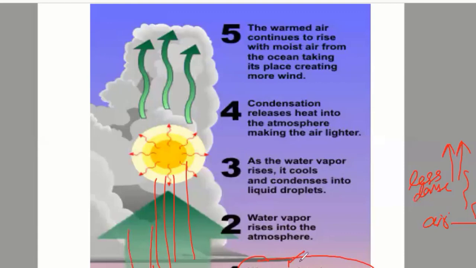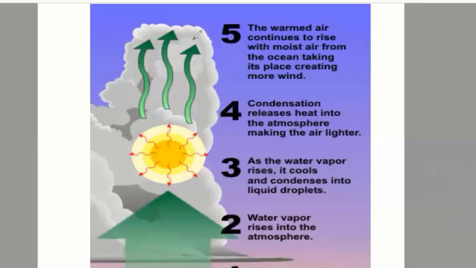Moist means it has water vapors. So what is the first step? The warm air, with moisture, rises up. Number two, water vapors rise into the atmosphere. Now they come up from the ocean into the atmosphere. Number three, as the water vapor rises, it cools down and condenses into liquid droplets in the form of clouds. This is the third step.